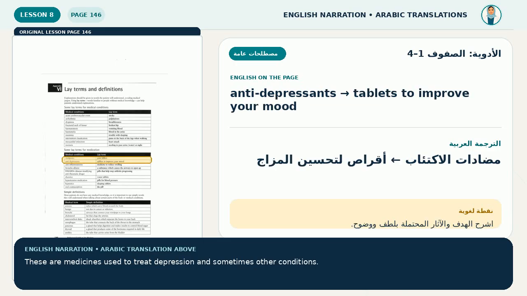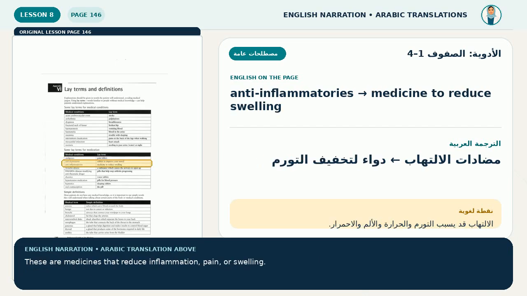Next are antidepressants. These are medicines used to treat depression and sometimes other conditions. The simple explanation is tablets to improve your mood. This phrase is easier for a patient to understand, but a clinician should still explain the purpose and possible effects of the medicine carefully. The third row is anti-inflammatories.